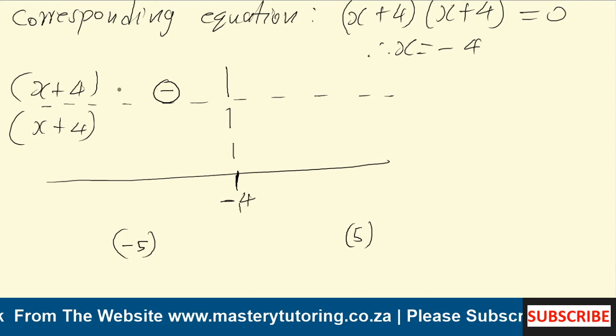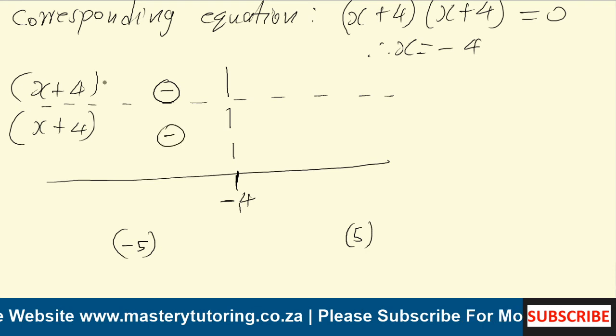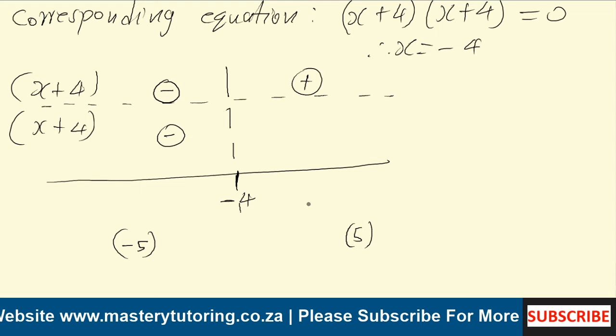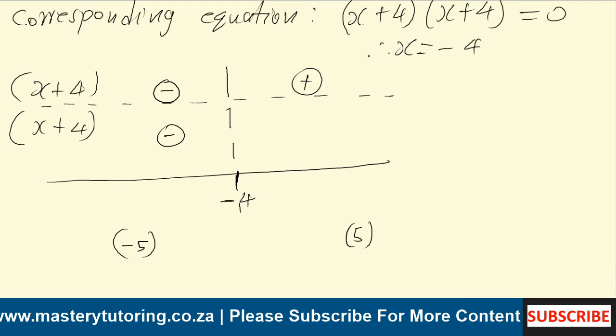So therefore, we just put a negative there. The same thing goes for the other bracket: you put negative 5 there, the answer is going to be negative. We go to the other side, which is the positive side. Now, you put 5 or any number greater than minus 4, so it could be minus 3, minus 2, minus 1, 0, any number, and your answer is going to be positive there.